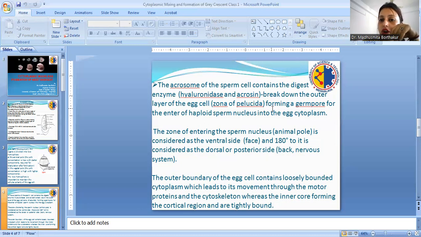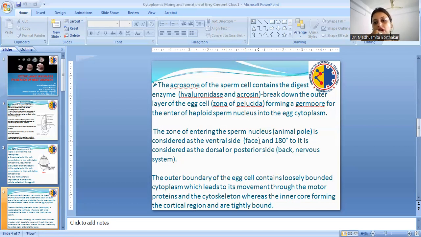The zone of entry of the sperm nucleus, the animal pole, is considered to be the ventral side. Remember, the animal pole means the mouth part. Just 180 degrees diagonally to this is the dorsal side, the posterior part, the back, the nervous system. So the side towards the mouth is the animal side, where the germ pore is, that will be the animal pole. That will have the face and the ventral side. Just 180 degrees diagonally to it is the dorsal or posterior side, that is the back or the nervous system.